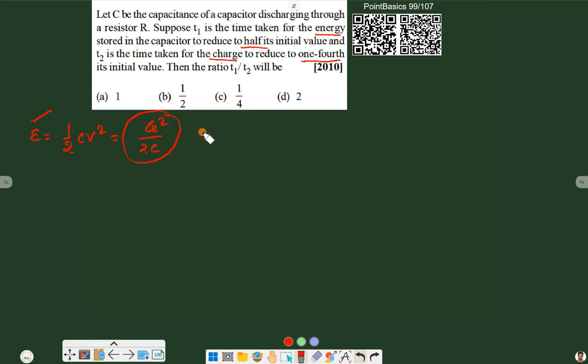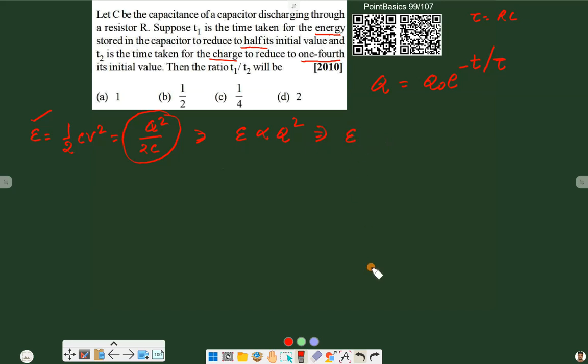So from this we know that energy is proportional to the square of charge, and while discharging we know how charge varies for a capacitor, that is given by Q is equal to Q naught e raised to power minus t, where t is the time, divided by the time constant, that is tau, or tau is equal to RC. From this, E is proportional to Q square and Q is proportional to Q naught e raised to power minus t by tau.